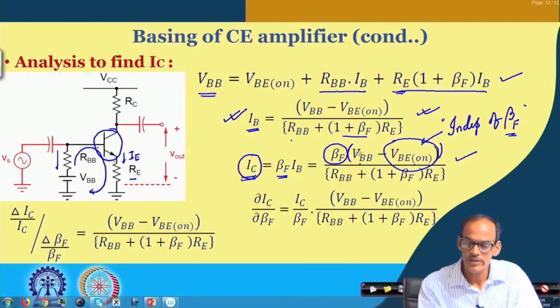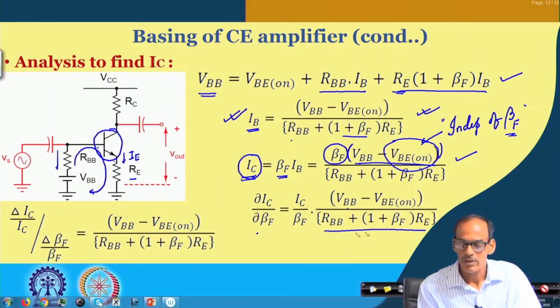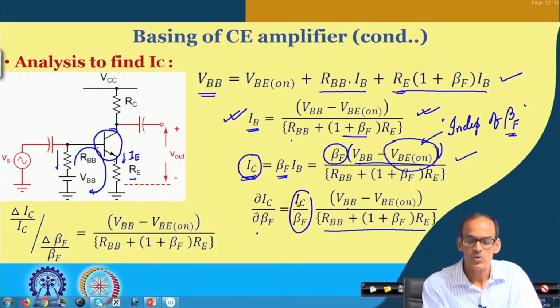So, if I assume that this part is remaining constant, and then take the partial derivative of IC with respect to beta f, what we are getting here is VBB minus VB on divided by this denominator. Note that this part here is IB. So, the expression of this IB has been used here to get a nice form.